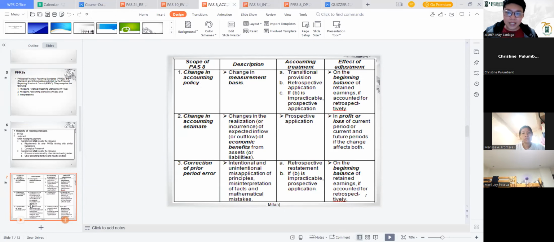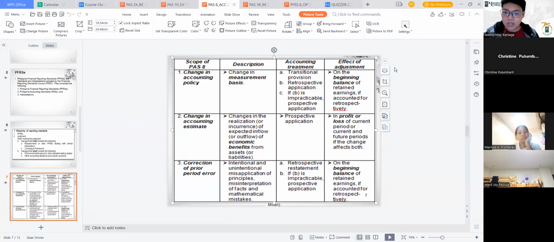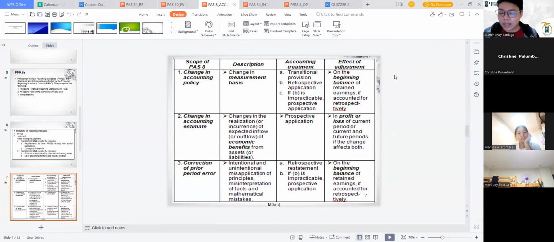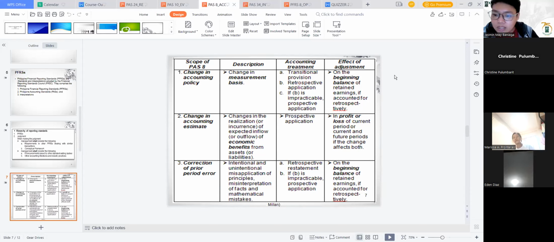So here is a summary. The scope of PAS 8, first is a change in accounting policy, which is a change in the measurement basis. The accounting treatment for change in accounting policy, as you can see in our table, is transitional provision, or in short, retrospective application. Just in case it's impracticable, do prospective application. The effect of the change in accounting policy should be, take note, the beginning balance of retained earnings if accounted for retrospectively. All right. Changes in accounting policies.